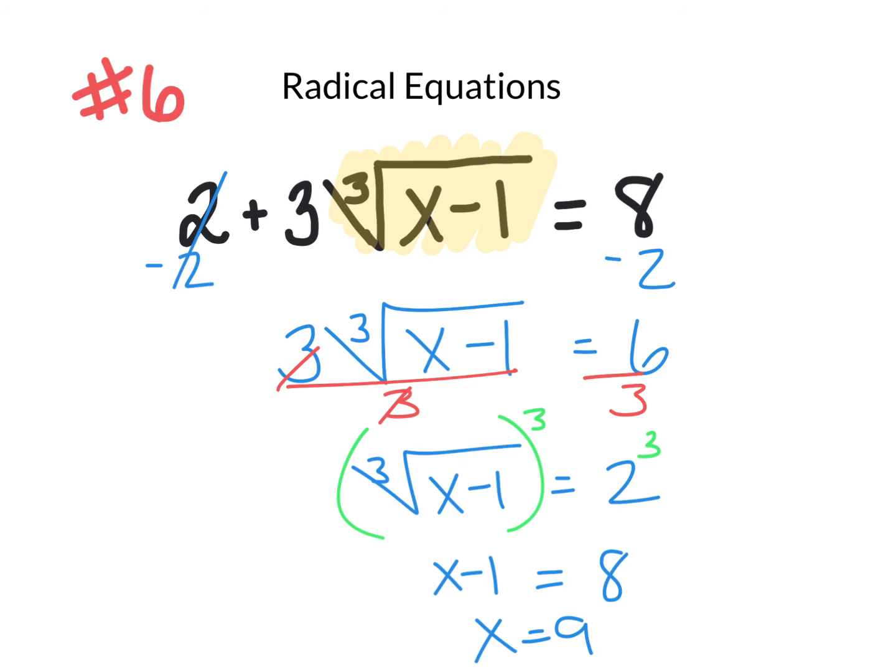Now, it's always a good idea to check for extraneous roots. If you take 9 and plug this back in right here, 9 minus 1 is 8. Cube root of 8 is 2. 3 times 2 is 6. Add the 2 and you get 8. So it works.